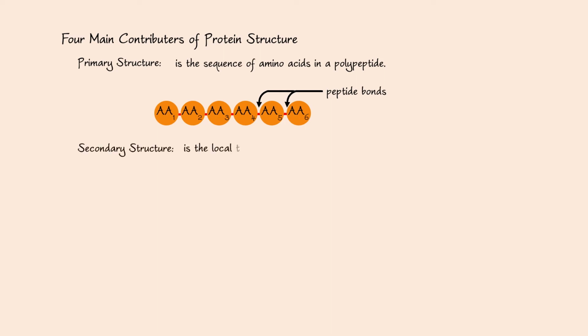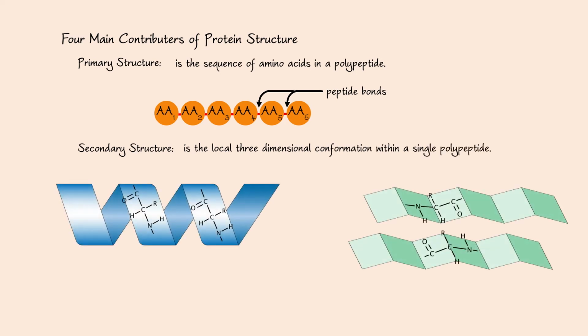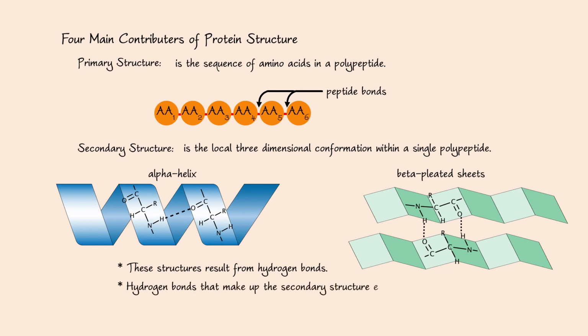The secondary structure is a local three-dimensional conformation within a single polypeptide. Conformations that make up the secondary structure include alpha helices and beta pleated sheets. In the alpha helix, notice the oxygen in the carboxyl group forms a hydrogen bond with the hydrogen of the amino group. The same interaction is also present in the beta pleated sheets. In summary, these structures result from the hydrogen bonds between oxygen of the carboxyl group and hydrogen of the amino group. Hydrogen bonds that make up the secondary structure exist within a single polypeptide, and the R groups are not involved in the secondary structure.